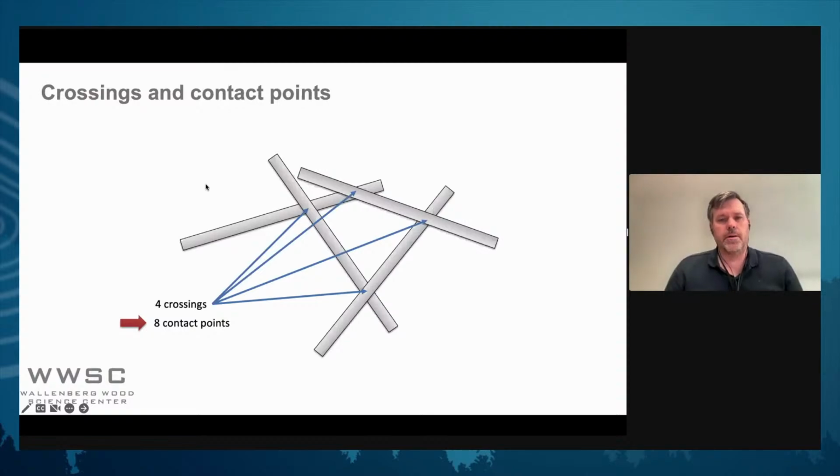Just one point. When we talk about contact points, this is sometimes seen from two perspectives. This is 4 crossings, but it's 8 contact points. Each fiber has 2 contact points in this case.